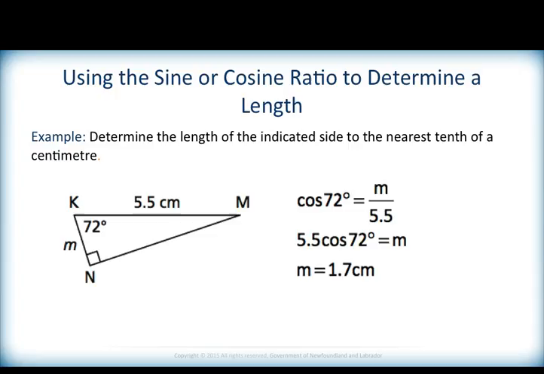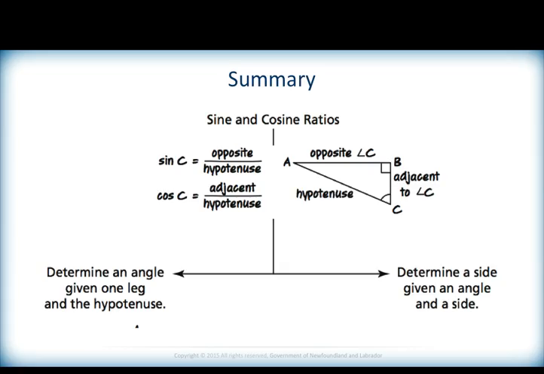So you can see quite clearly that a question that asks for one measurement can be easily extended to use the Pythagorean theorem to find the third side, or you can be asked to find the third angle measure when given two already. So in summary, the sine and the cosine ratios can be used to determine an angle given one leg and the hypotenuse, or to determine a side given the angle and one side.